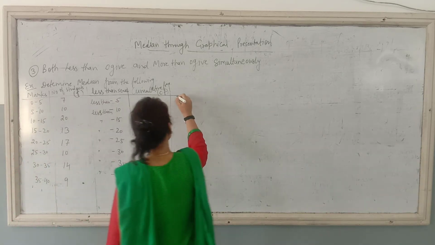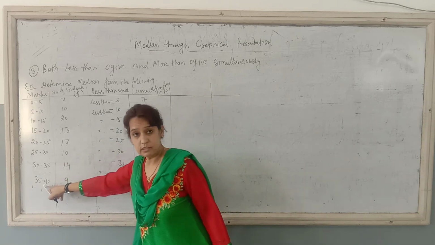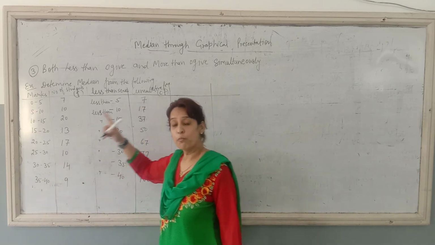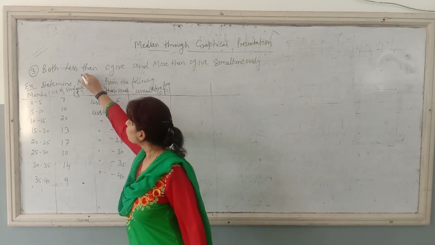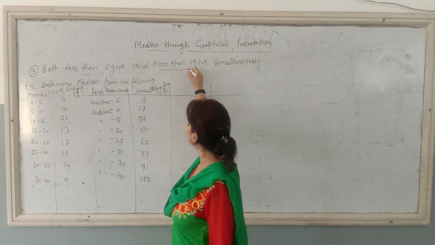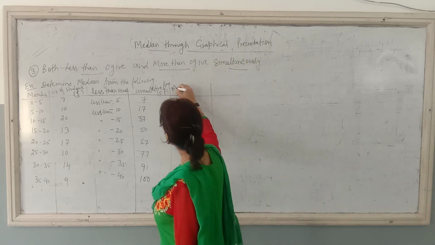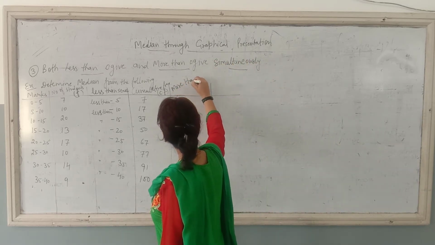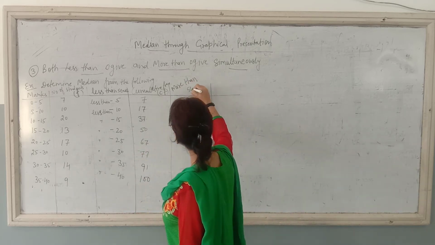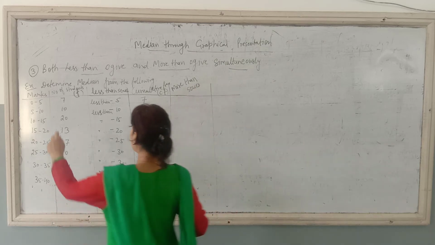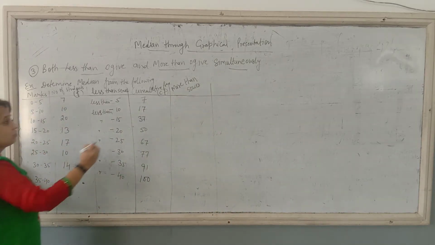Now, next step, you have to convert this normal series into more than series. Why? Because we are drawing the less than ogive and more than ogive together, simultaneously. That's why you have to convert the exclusive series into more than series. In that, you have to write L1 as it is.